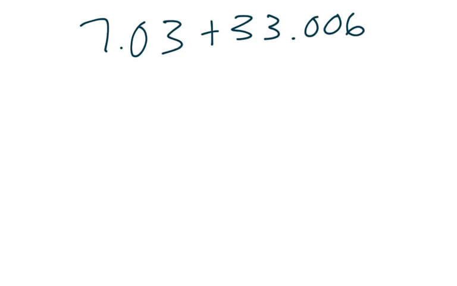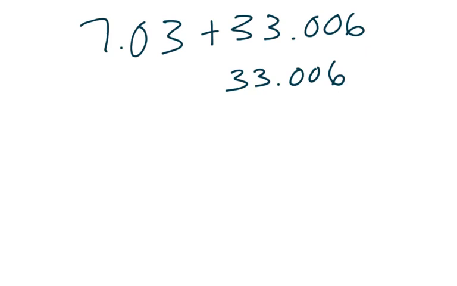Okay, today we're going to learn about adding and subtracting decimals. So when we add and subtract decimals, here we have 7 3/100ths plus 33 6/1000ths. What you want to do is rewrite these vertically, lining them up by decimal point and place value.